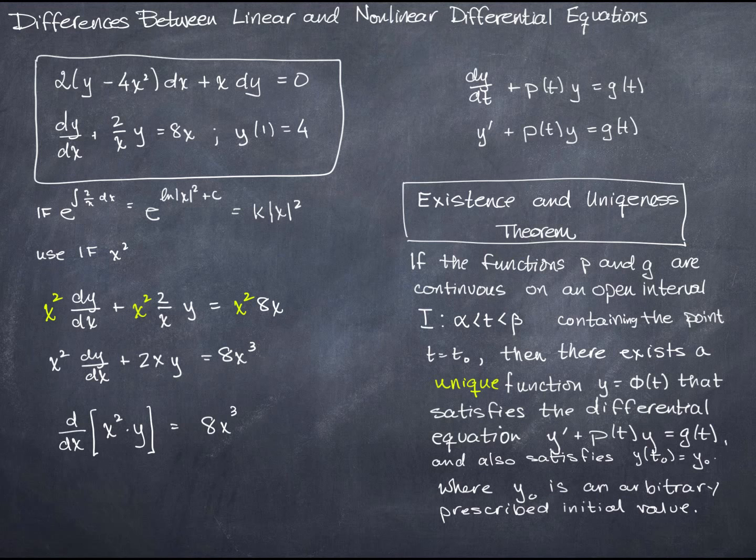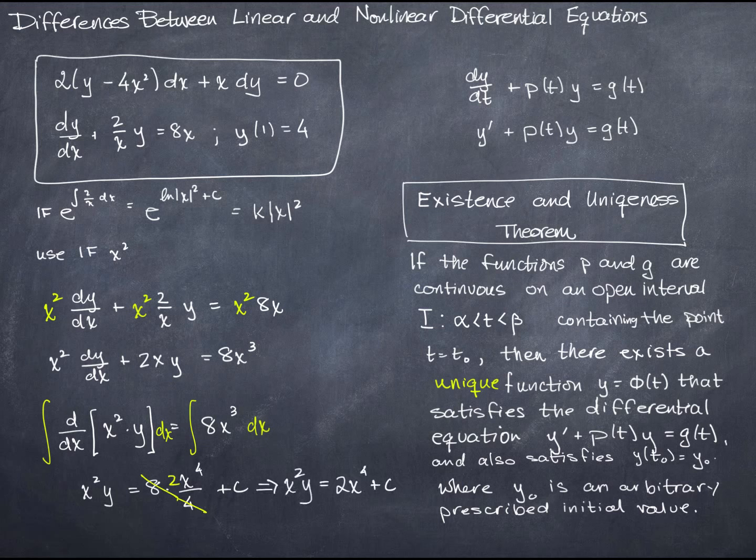And lastly, I'll take the integral of both sides with respect to x. I guess I shouldn't say lastly. I should probably almost never say lastly, right? I can simplify this, and that gives me x squared y equals 2x to the fourth plus c. Now, I could divide both sides of that by x squared, and I would get y equals 2x squared plus c over x squared. So I've got two different versions of my solution here.